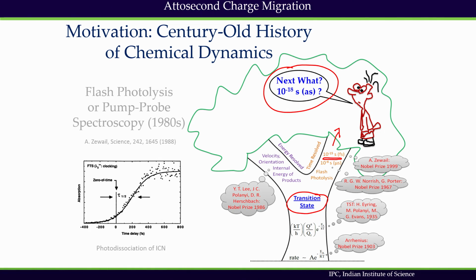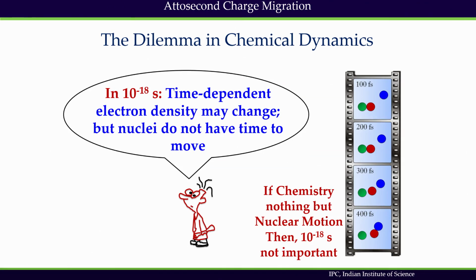Another opinion is that, okay, if we keep decreasing this time scale slowly, then the next frontier of chemical dynamics study should be the attosecond. Now the question is, is there any relevance of the attosecond time scale in chemical dynamics study? This is an important question and we will clarify this point.